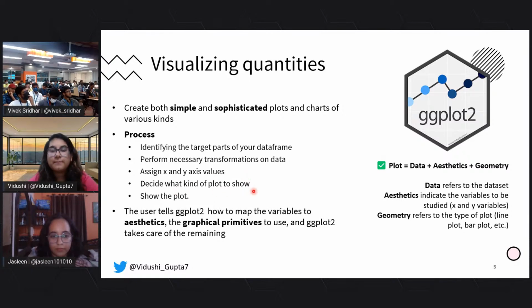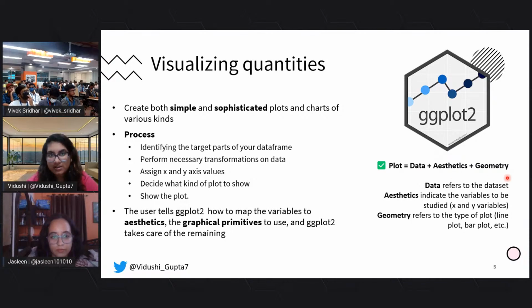So is it going to be a bar graph, a line graph, or a scatter plot? And then you just show the plot. So it's very, very simple but well explained as well. A plot is essentially a summation of data, aesthetics, and geometry.